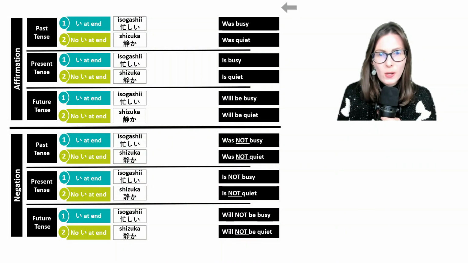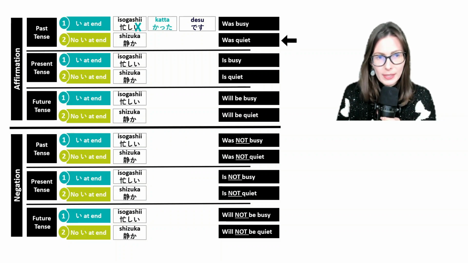If you want to say was busy, what you do is the following. You take the adjective, cut the last I, add katta, and add this. So it would be isogashikatta desu. If you want to say was quiet, what you do is the following. You take the adjective and add deshita. So it would be shizuka deshita.